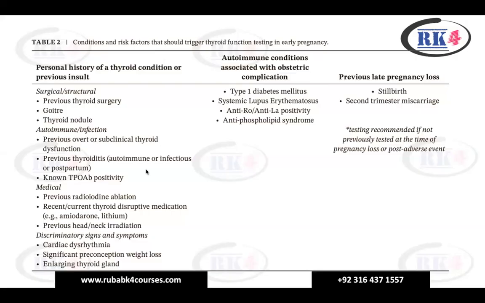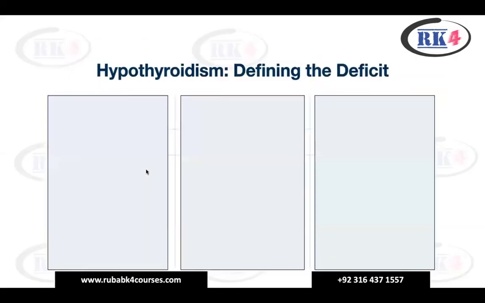And if any exam scenario has this situation or this background of the women, you need to offer her screening. Now let's talk about hypothyroidism. There are 3 types of hypothyroidism which are discussed quite in detail in this guideline. So let's break it into small chunks, small pieces.